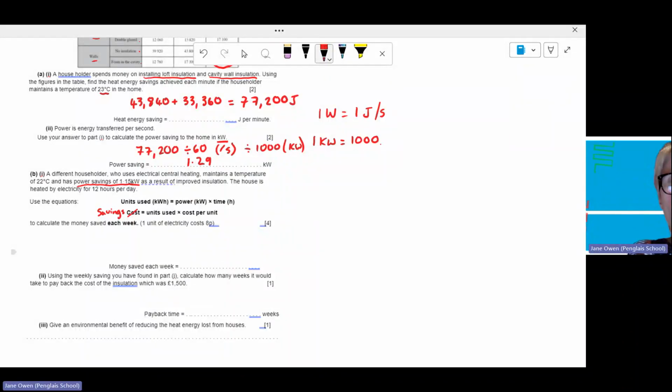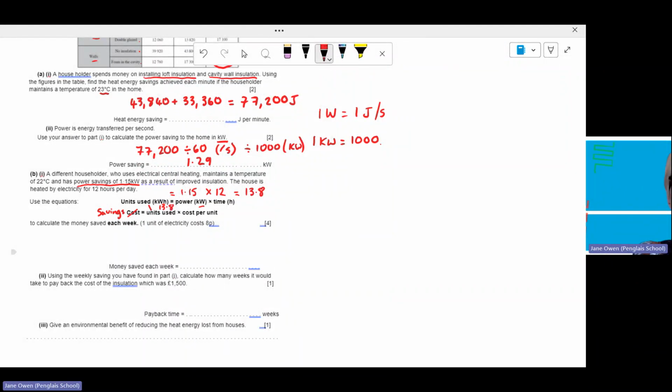So the number of units used, right, work out, you've got this in kilowatts, so that's 1.15 kilowatts, times by 12 hours each day. That is the number of units used, and that is in one day, 13.8. Okay, now that is the same as the units used here. So both of those are the same.